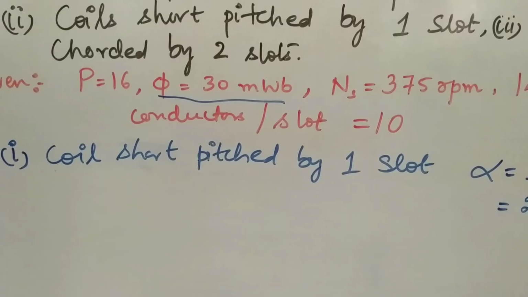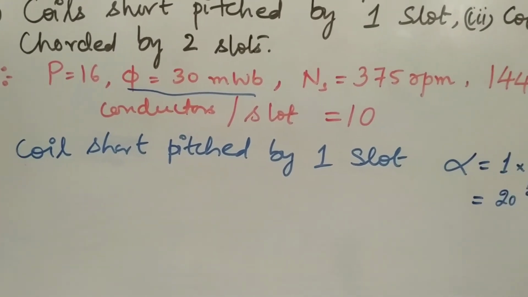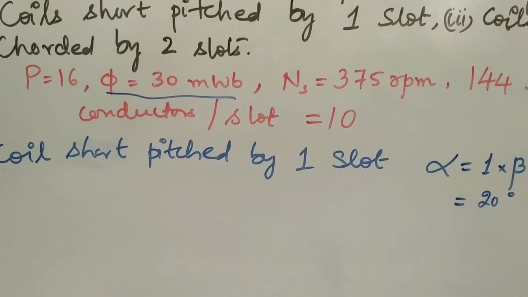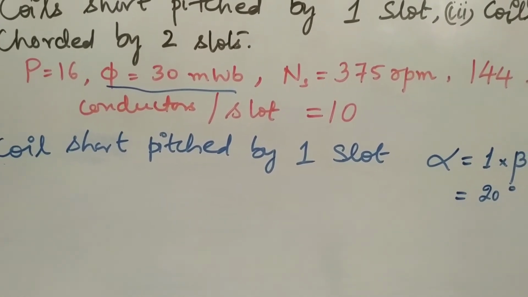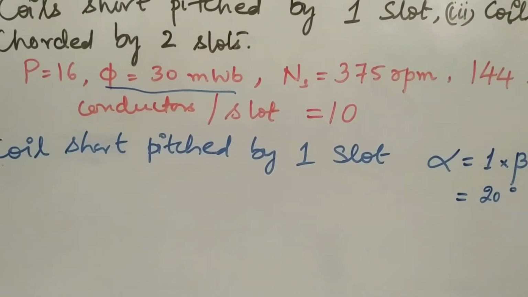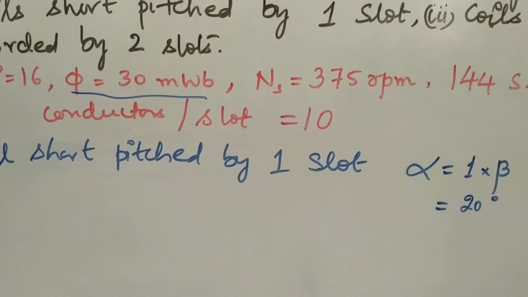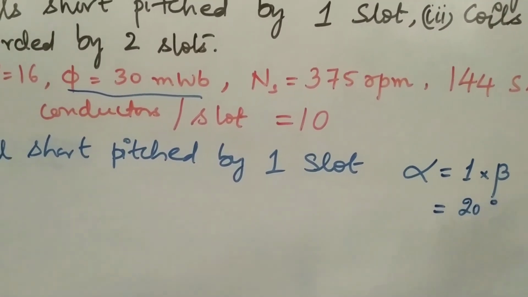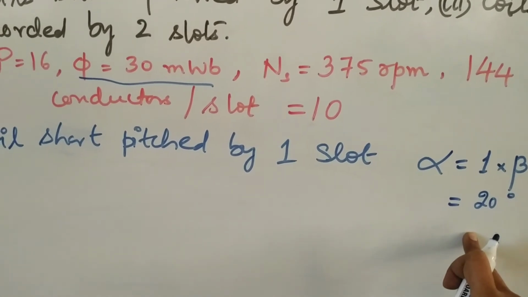Now let us solve the second sub question, that is when the coil is short pitched by one slot. So when the coil is short pitched by one slot, the formula we have to remember is that alpha will change. So alpha will be equal to how many times it has been short pitched. It is short pitched by one slot, meaning alpha is equal to 1 times beta. Beta we have already found, that is 20 degrees, right?